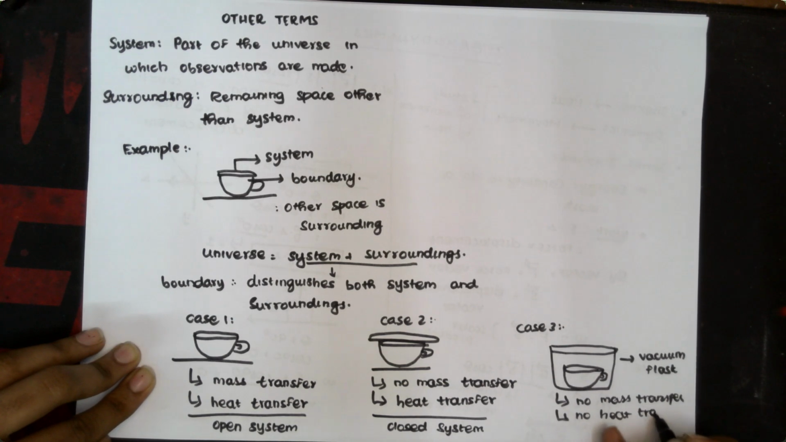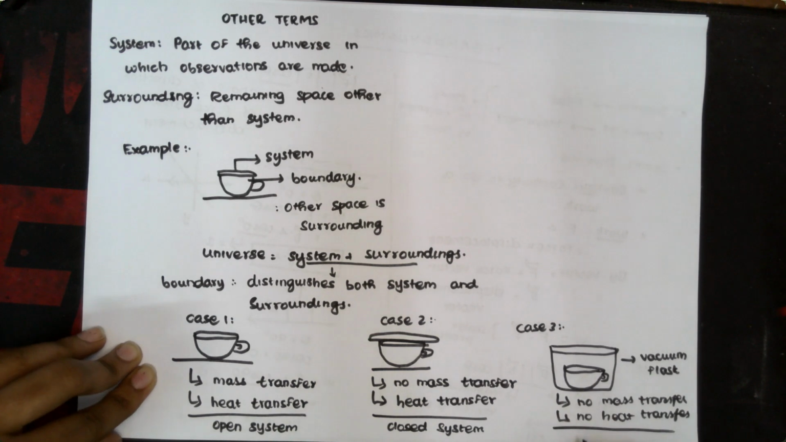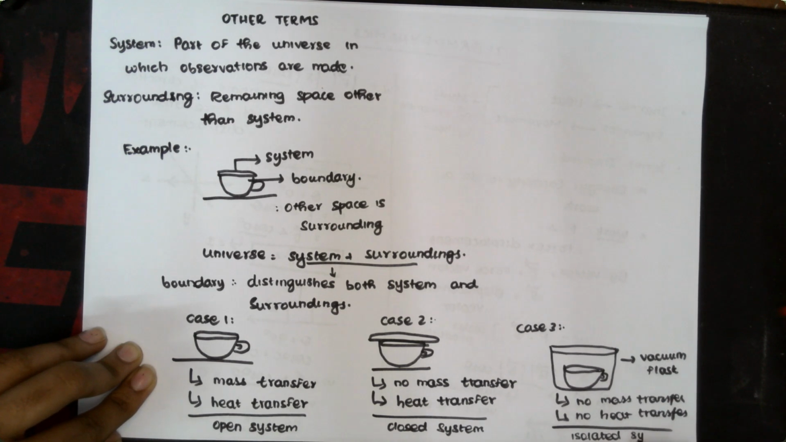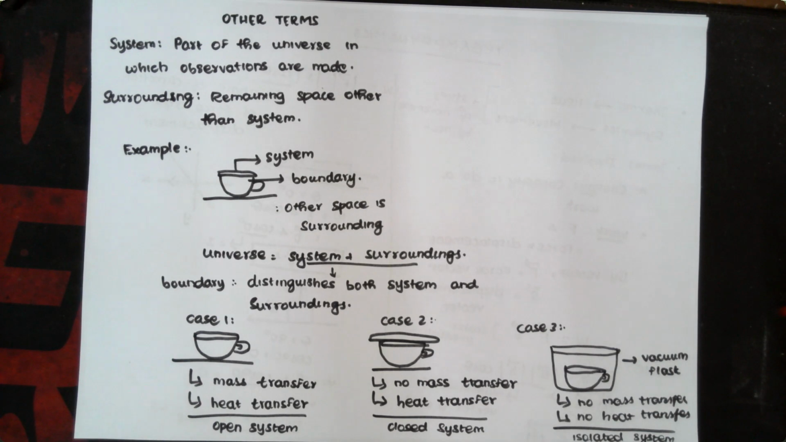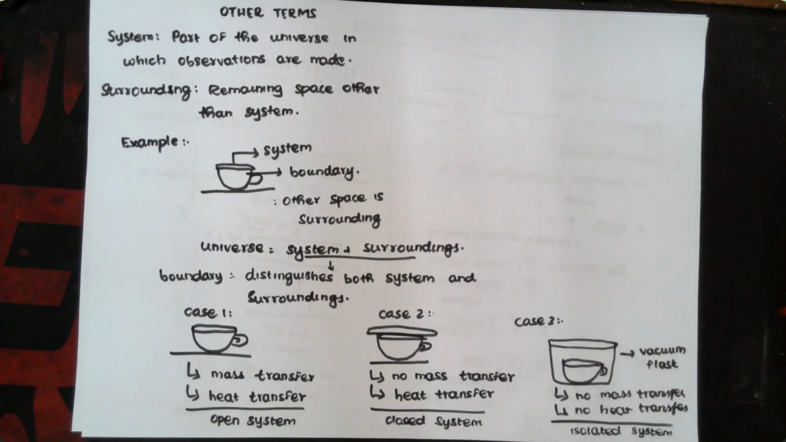Now let me ask you some simple questions. In which case is there no heat transfer? Second case or third case? Third case. Isolated. Okay. In which case is there no mass transfer? Second and third. In the second case, that is closed system, and the third, isolated system, there is no mass transfer. In which case do both transfers occur? First case, that is open system.